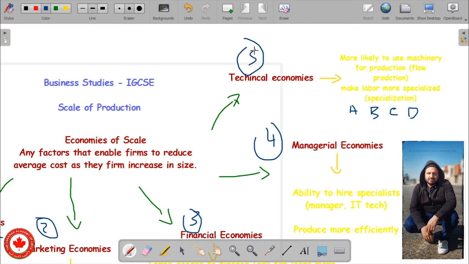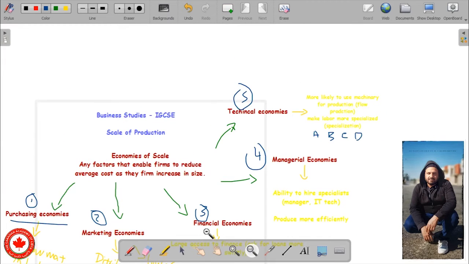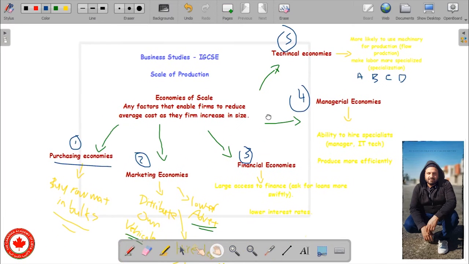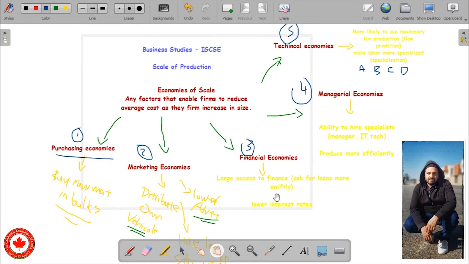Before summarizing this session, we need to talk about the opposite side of the coin. There's something beside the economies of scale. There's something referred to as diseconomies of scale.